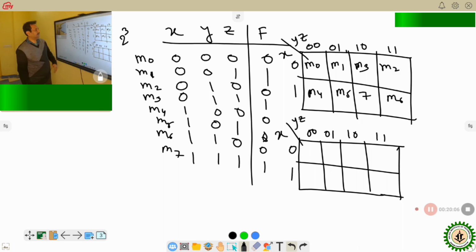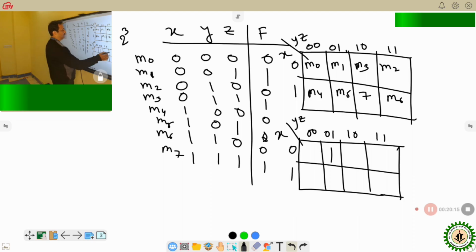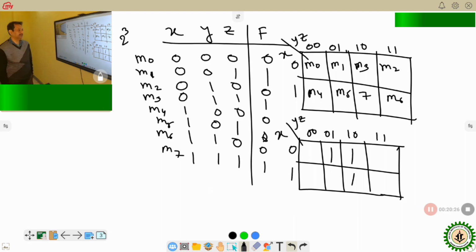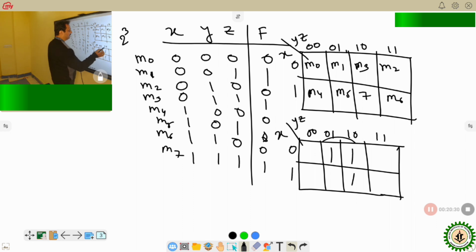And now next we consider the output of 1. The min term position 1, the output is 1. Min term position 3. So this is 0, 1, 2, 3. This output is 1. And min term position of 7. So this output is 1. So what will happen? Now we prepare a group. So this is the first group. And suppose this is group 1. And this is another group. So this is group 2.